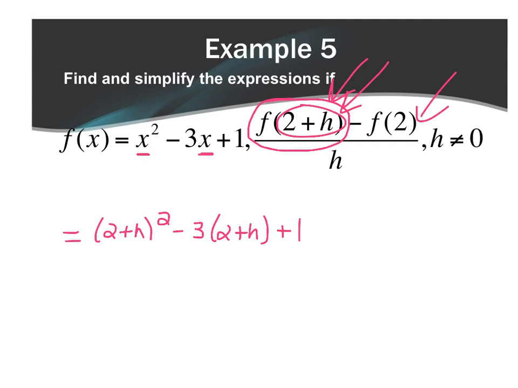Then they want me to do what? What sign? Minus. And then what do they want me to plug in? 2. So look, I'm going to put this in parentheses. So I have 2 squared minus 3 times 2 plus 1, all over what letter? h.